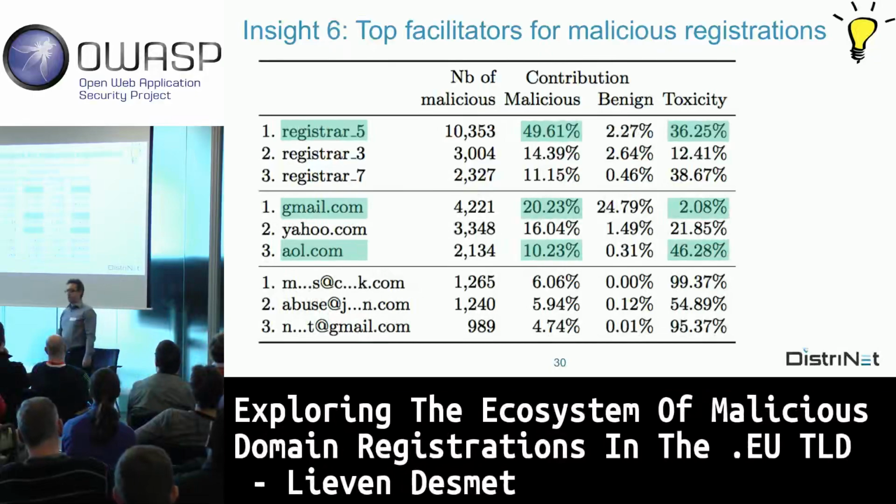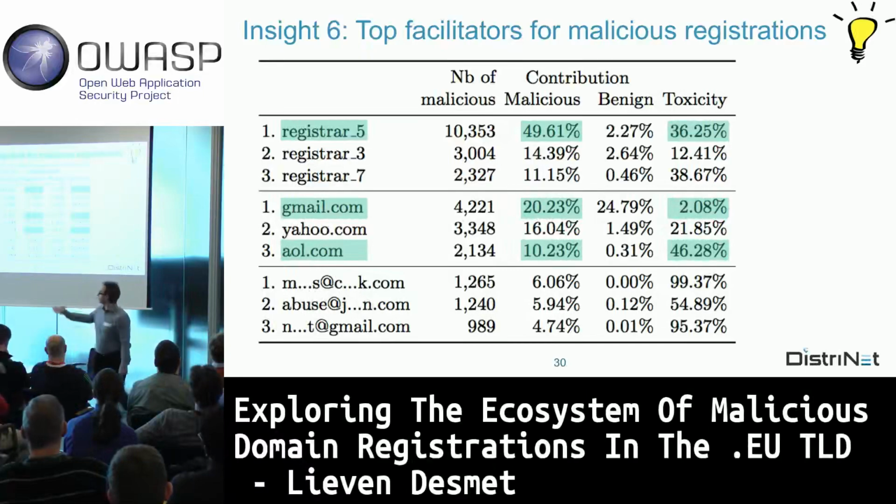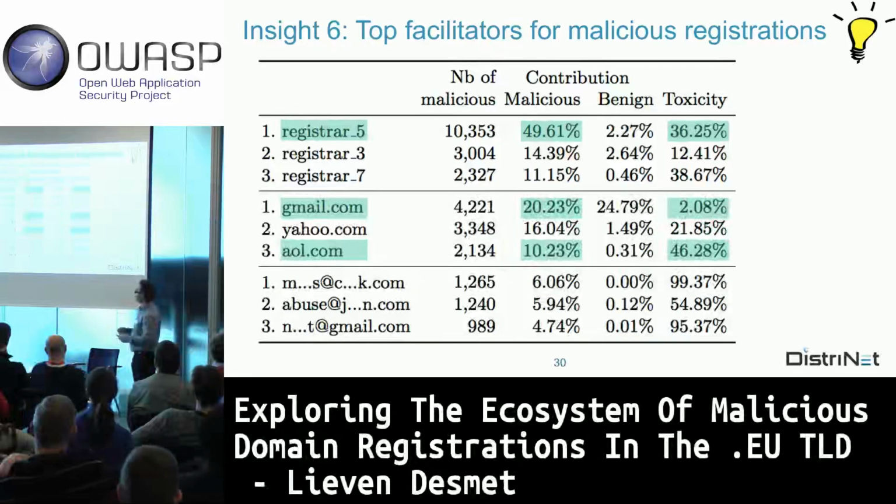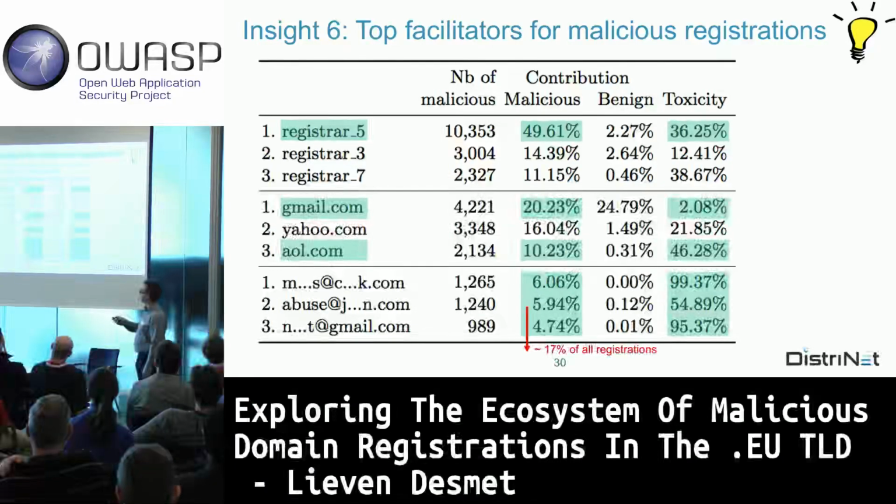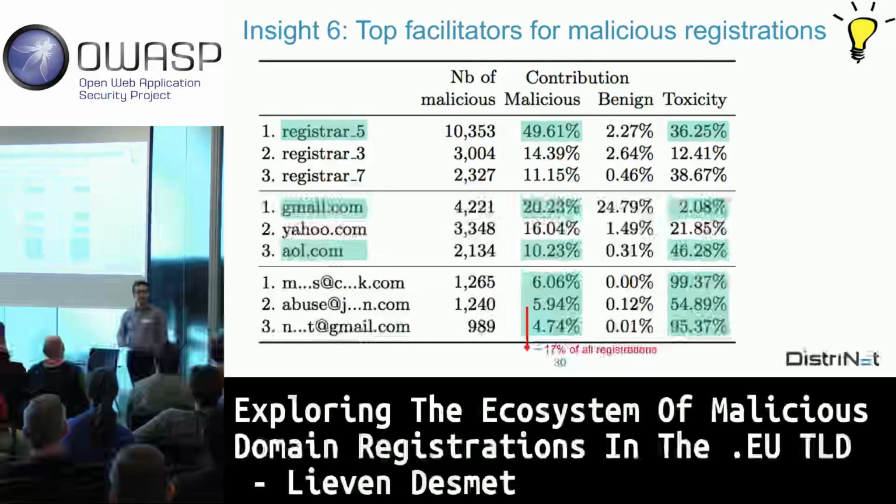Let's look at the domain names of the email providers. Of course, we see here in the top three the three public email providers that we can use. We see Gmail and AOL, for instance. It's interesting to compare. Gmail accounts for about 20% of the contact information used for malicious domain names, and about 10% has an AOL address. Interesting here, if you look into the toxicity, Gmail only has 2%. So Gmail is more likely used in benign registrations than in malicious registrations.